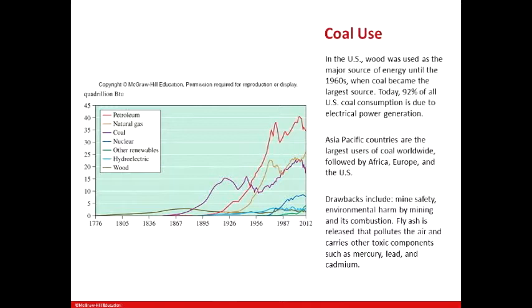Drawbacks: mine safety, and environmental harm by mining and its combustion. So the combustion, you know why now, the NOx and the SOx. Fly ash that's released pollutes the air and we breathe it in. So these toxic things, and the other metals that are there, mercury, lead, and cadmium, are really unhealthy. So this diagram just shows you that.